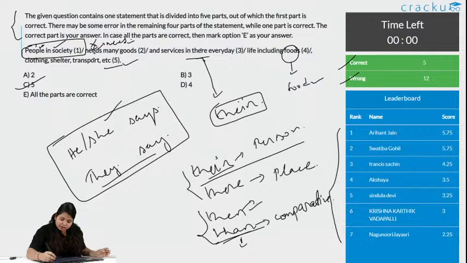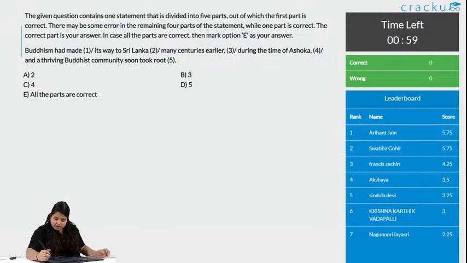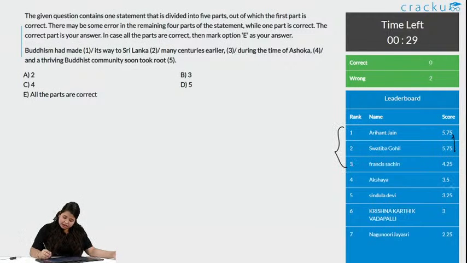Now, let us go to the next question. Come on Nanda, solve as many questions as possible. You will definitely be among these people in the leaderboard. Here we have two people with the same score, and then Francis Sachin. Akshaya with score 3.5, then Sindhuli Devi with 3.25, and then Krishna Karthik with 3.